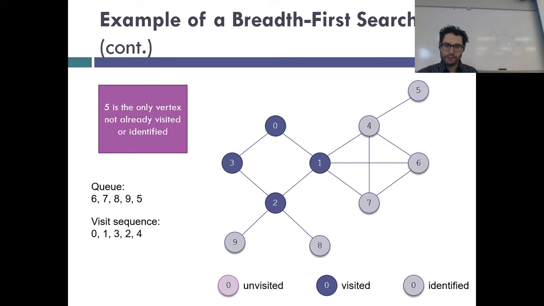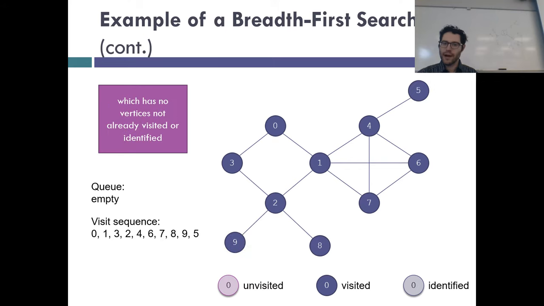So we're at 2. We identified 8 and 9. We move on to 4. 4's only unidentified neighbor is 5, and the rest of the stuff we've already seen. So next we move on to 6. 6 has nothing new to offer us. 7 has nothing new to offer us. Then we move on to 8. 8 has nothing new to offer us. 9 has nothing new to offer us. And 5 has nothing new to offer us. Now that our queue is empty, we are done.